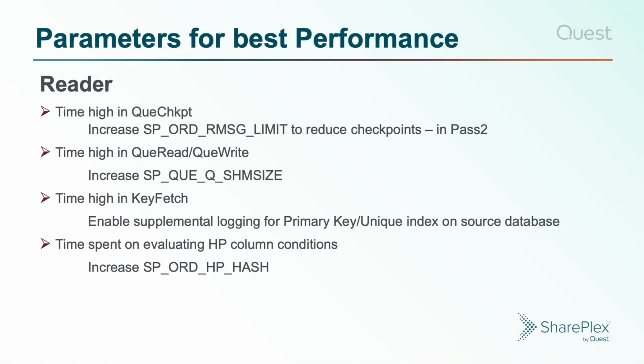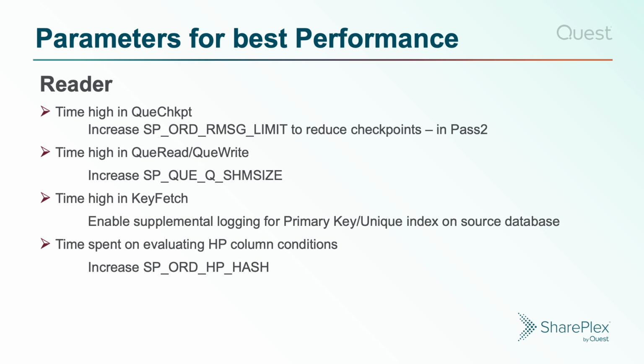So now let's look at the reader. In the reader CSV and the trace file, if you see that time is high in queue checkpoint, then you would increase the parameter SPORD R message limit. So what does this do? This parameter controls the frequency of the checkpoints which are performed by the read process. The higher the value of the parameter, the more records that will be held in memory before the checkpoint is triggered. So this causes less IO on the system and faster processing, but at the expense of increased memory usage and longer recovery time.